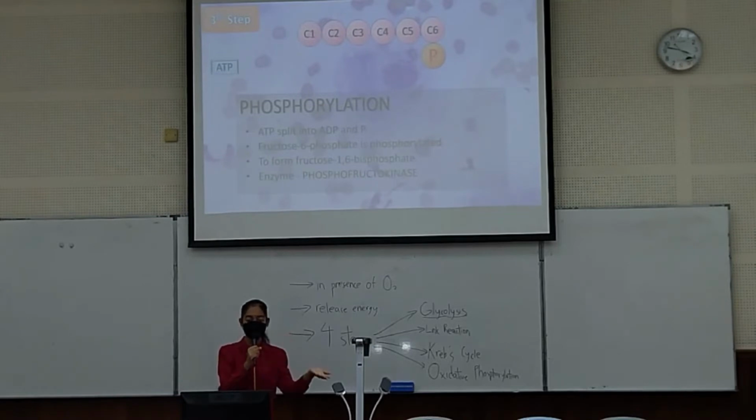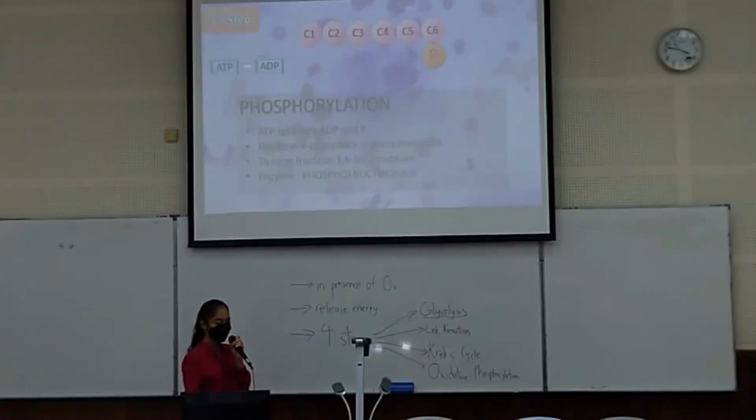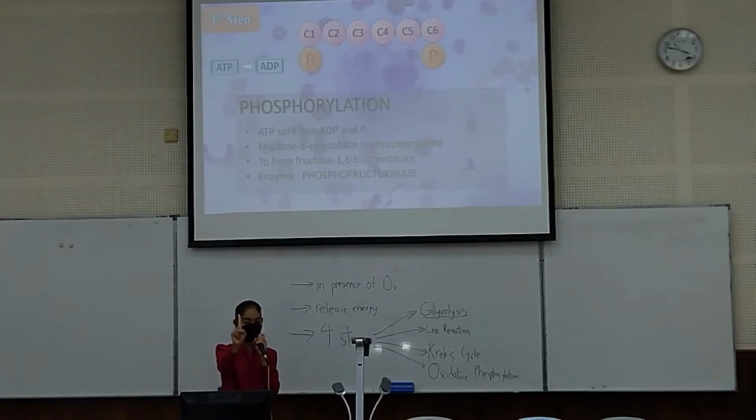What are the two products? ADP and also a phosphate group, of course. So, where is the phosphate? ATP is split and the phosphate is going to attach to the first carbon. Remember, there's already a phosphate group on the 6th carbon. Now we have another phosphate group attaching to the first carbon.